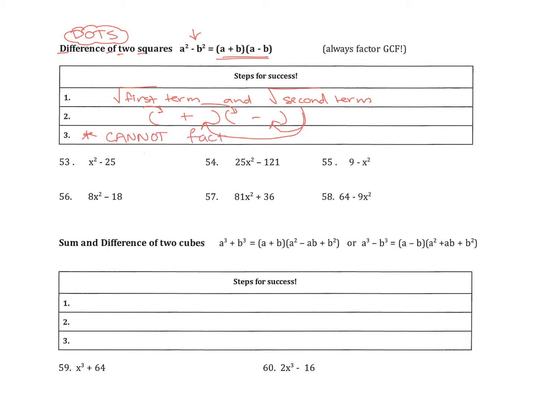And a note, of course you can check this by multiplication, but I wanted to make a note, you cannot factor the sum of two squares this way. It doesn't work, makes no sense. I'll show you why in a moment. But let's take a look at these.